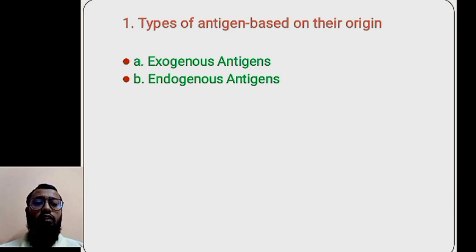We all know that the antigen origin may be of two types: one is exogenous and the other is endogenous. These two origins affect the immunogenicity in the person. If the antigen is exogenous, it comes from an external source, and endogenous antigens are internal, produced by the parasite. So let's see these two types one by one. First we are going to see the exogenous antigen.